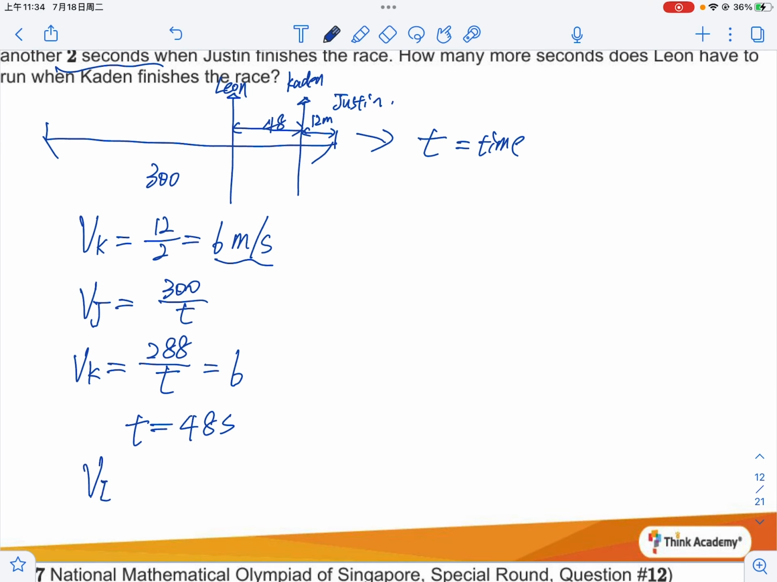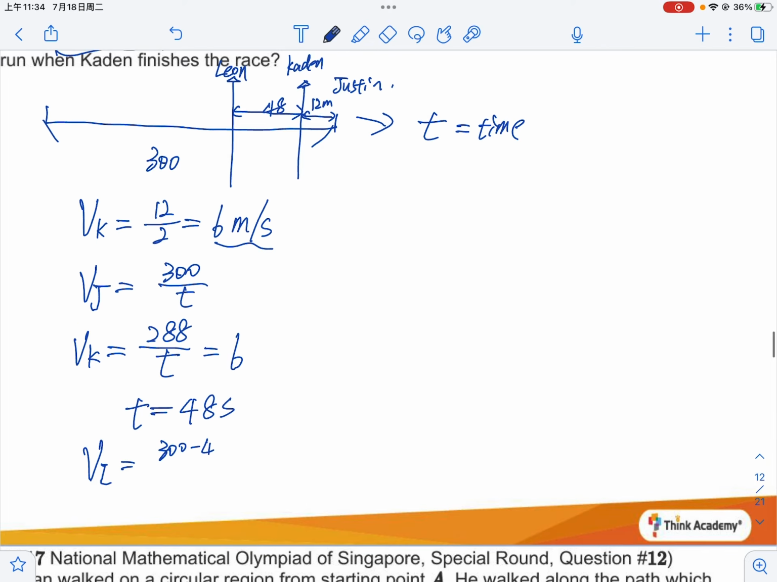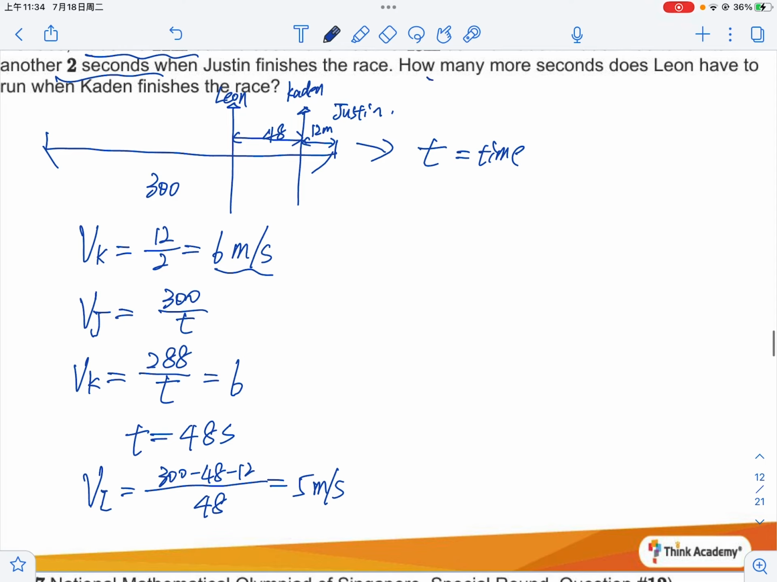Then we can calculate the speed of Leon, which is 300 minus 48 minus 12 and divided by 48. So the answer will be 5 meters per second. So the question asks, how many more seconds does Leon have to run when Caden finished the race? It's just 60, because the distance from Leon to the final point is 60, divided by 5, which is Leon's speed, and minus 2, because Caden will take 2 seconds to the end. So the answer is 12 minus 2 equals 10 seconds. This distance question will be very easy.